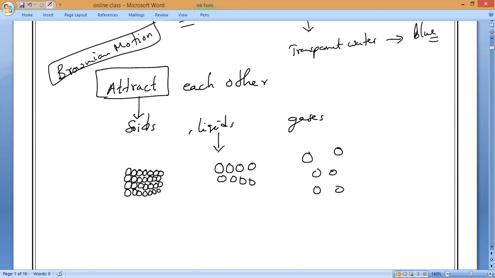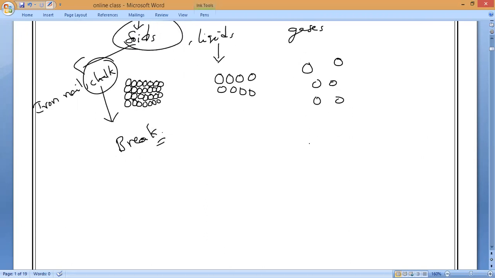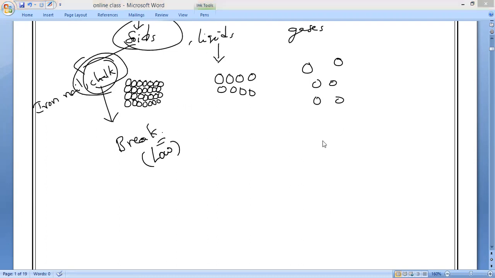Here it is very strong. But even among solids, for example, if you take an iron nail and a piece of chalk, which one can we easily break? We can easily break the chalk. Why can we break the chalk, Danishkar? Because even though it is a solid, the force of attraction between the particles is less or more? The force of attraction is very low. So that is why we can easily break the chalk piece. The iron nail we cannot. Why can't we break the iron nail? Because the force of attraction between its particles is very high. So it is not possible to break it.